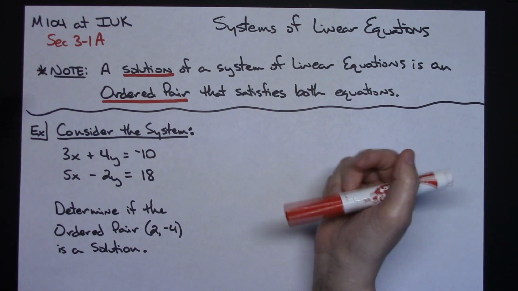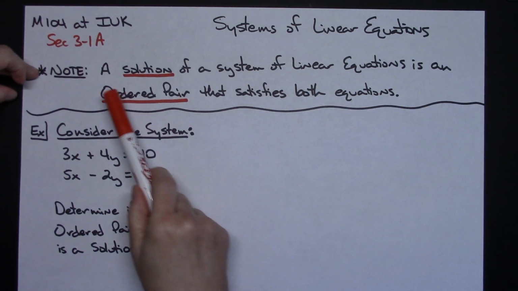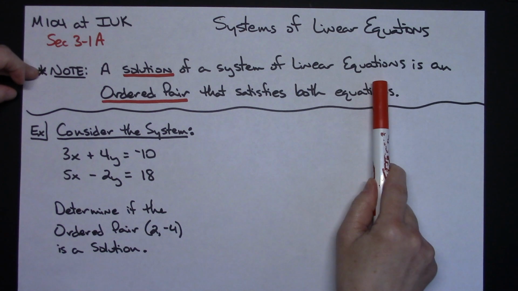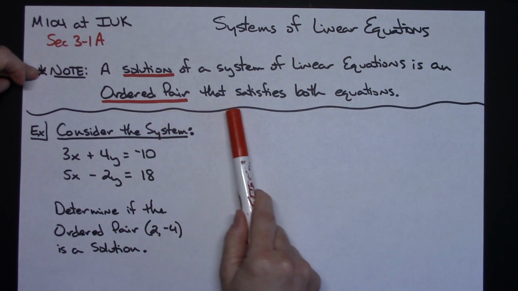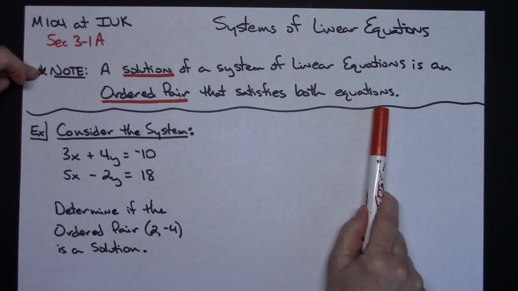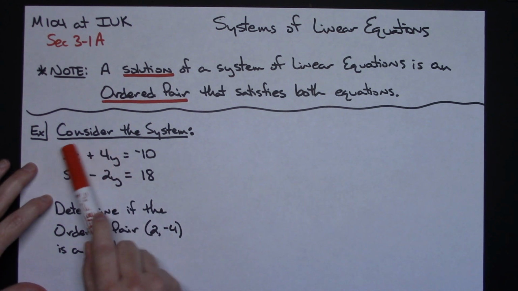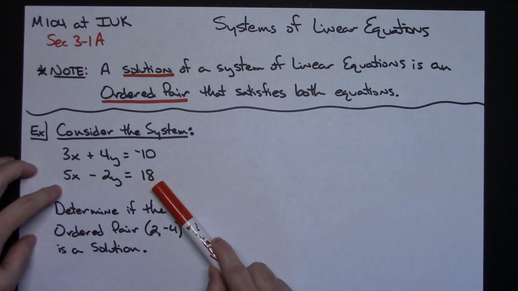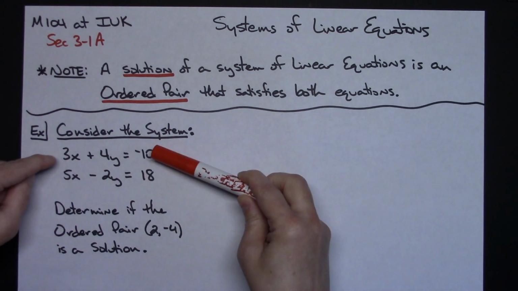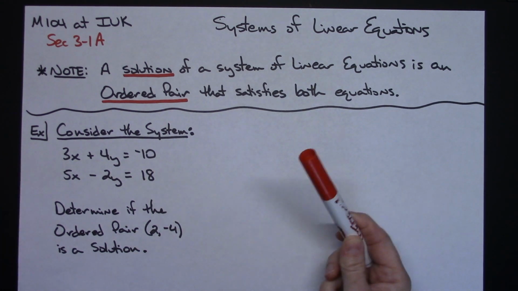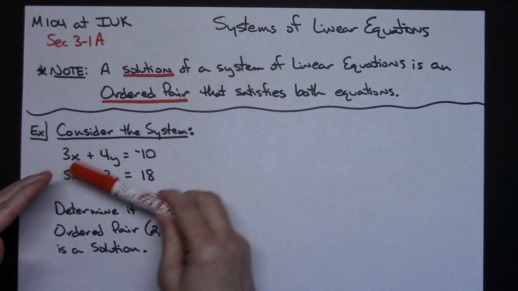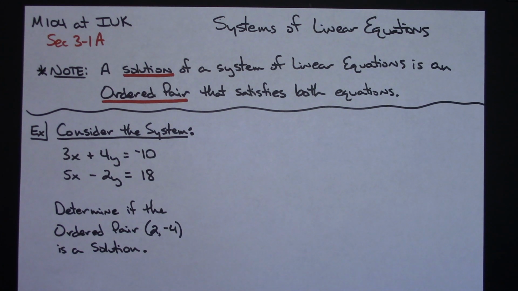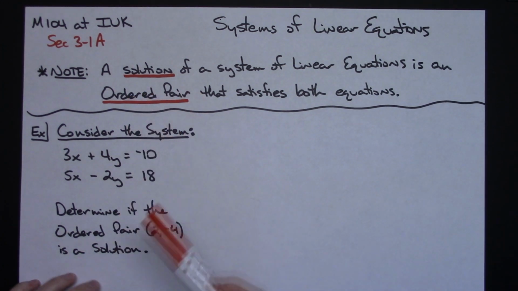system really is. I want to start off here with saying that a solution of a system of linear equations is an ordered pair that satisfies both equations. Alright, so down here in this first example, here is an example of what a system of linear equations looks like. It is two linear equations, can be in any format. Alright, it will have a solution, and that solution must be written as an ordered pair.